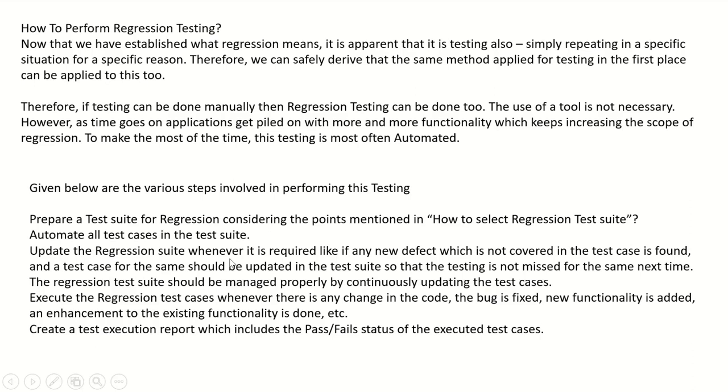Update the regression suite whenever it is required, like if any defect is found which is not covered in the test cases, a test case for the same should be added to the test suite so that it is not missed the next time. So the regression test suite should be managed properly by continuously updating test cases. Execute the regression test cases whenever there is a change in the code, like when a bug is fixed, new functionality is added, or enhancements to existing functionality are done. Then create a test execution report which includes the pass-fail status of executed test cases.